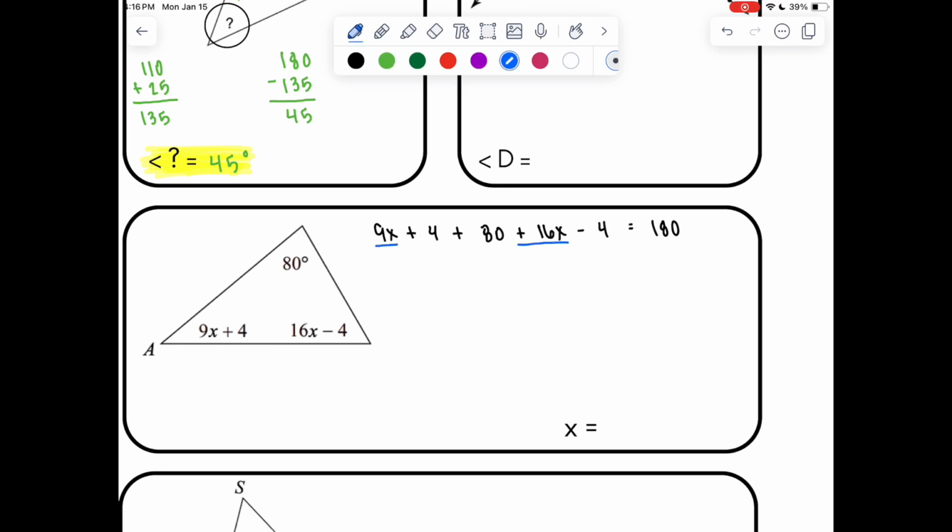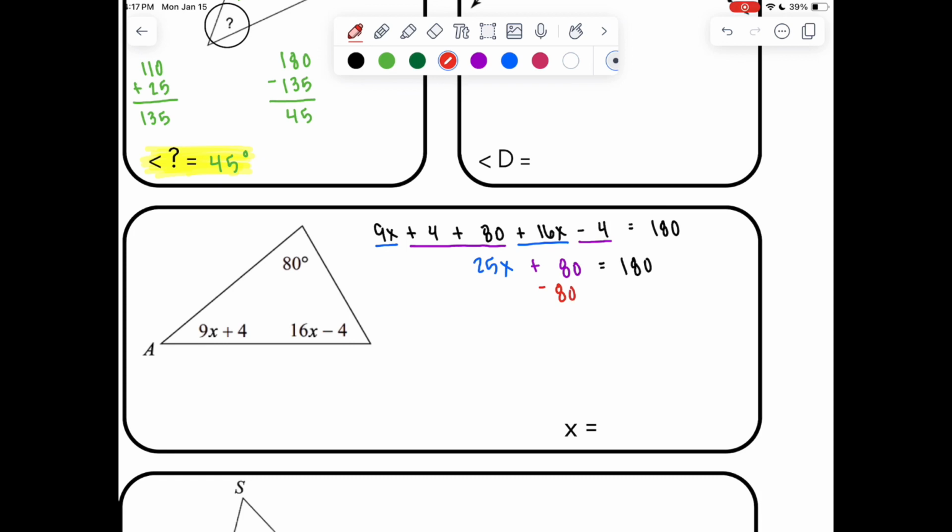Next, I have to combine some like terms. So I have a positive 9x and a positive 16x. That gets me to 25x. Then I have to combine my constants. So I have a positive 4 and a positive 80, which gives me 84. 84 minus 4 is 80. So on the left-hand side, I have 25x plus 80, and that has to be equal to 180 degrees because, once again, I'm talking about a triangle. So 180 is the magic number.